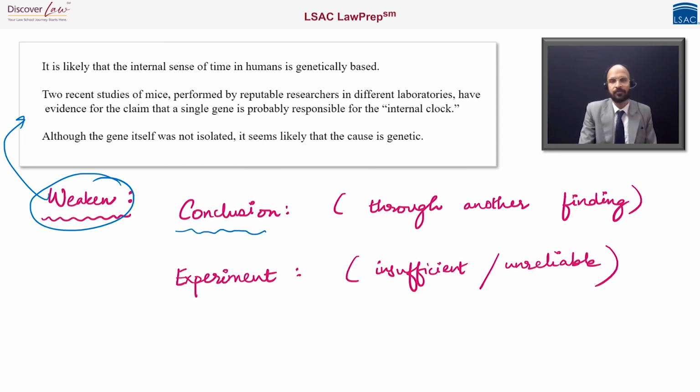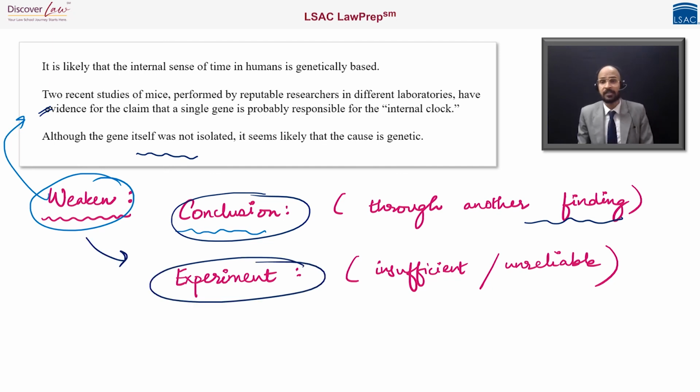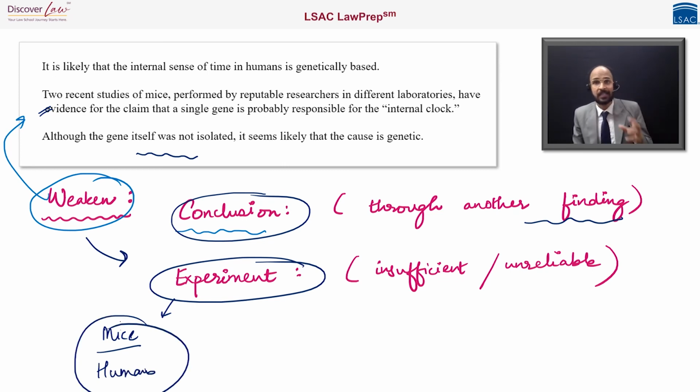So maybe you can find that there were 2 experiments conducted here, and that they gave a certain conclusion, but maybe there was another experiment that gave another finding that, hey, you know what, this is not genetically based. So you can weaken the conclusion through another finding that was done elsewhere, or anything else that can weaken the conclusion. Another thing that you could do is weaken it by challenging the experiment. You could say that the experiment was conducted on mice, but the result was concluded on humans. So if something points towards this, it could weaken it.